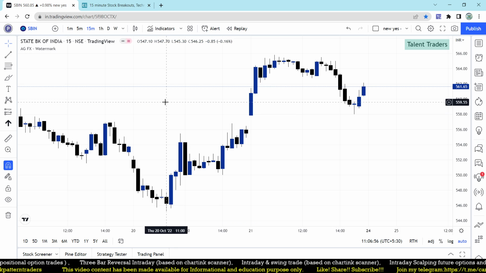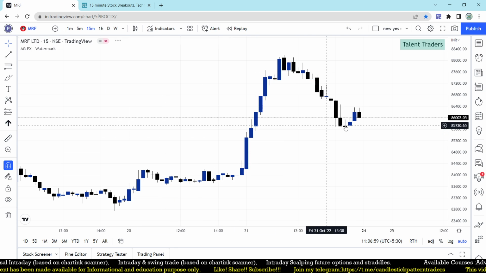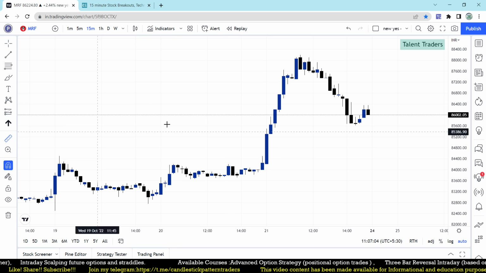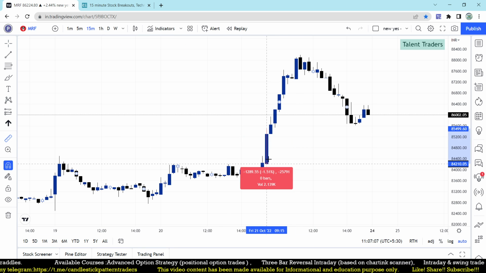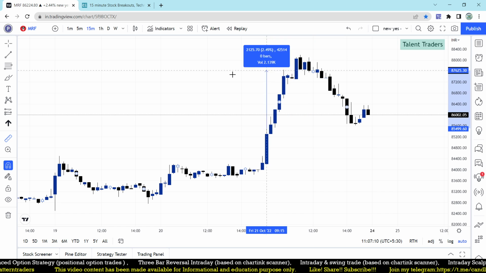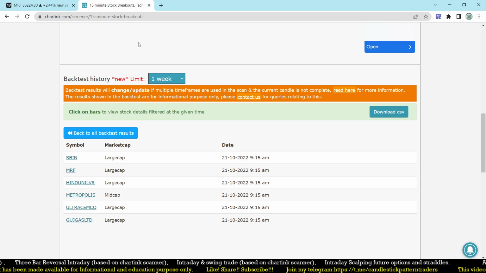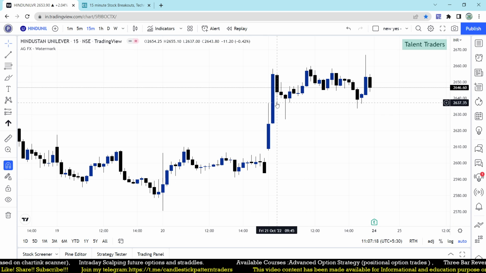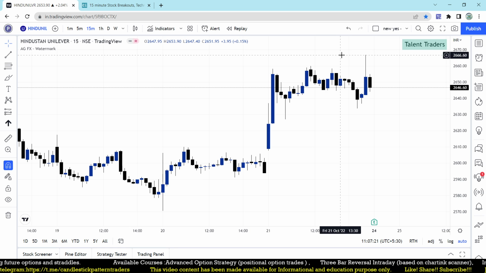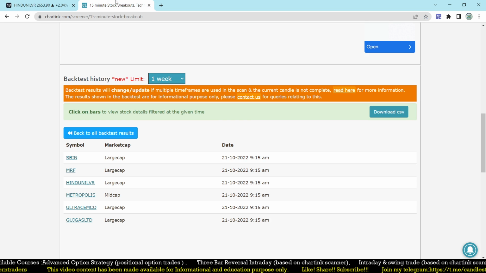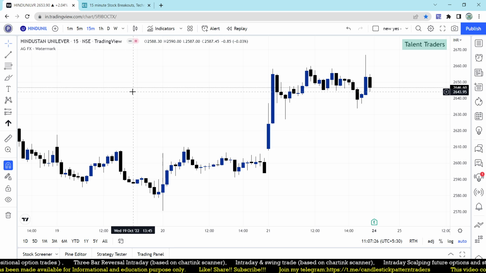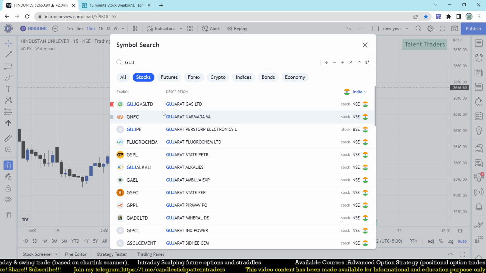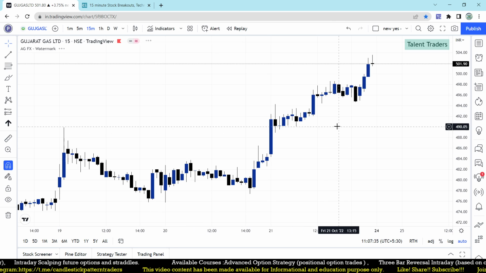And MRF, Hindustan Unilever. So MRF, we are going to see the first 15 minutes, and let's look at the breakout. It is giving some good result in MRF, around 1200 points, and it went up 2000 points. And the second stock is Hindustan Unilever, Metropolis. Unilever is also a breakout from 2637, and it went up to a maximum of 2666. And Ultratech and Gujarat Gas. We already did Gujarat Gas because we did a real trade, and that gave me some good result yesterday.